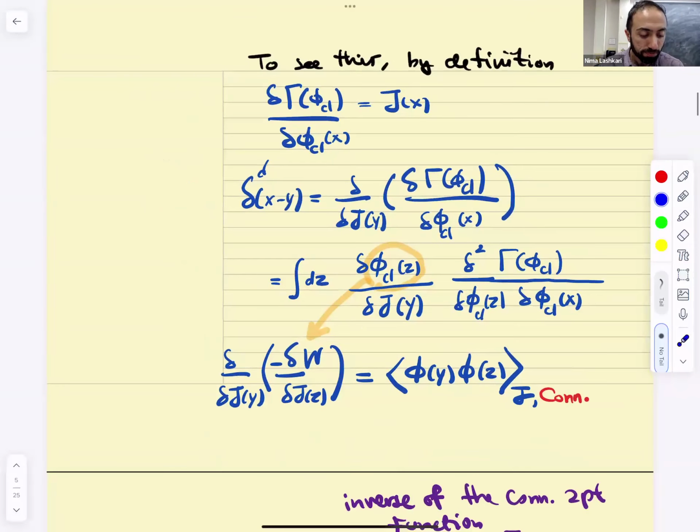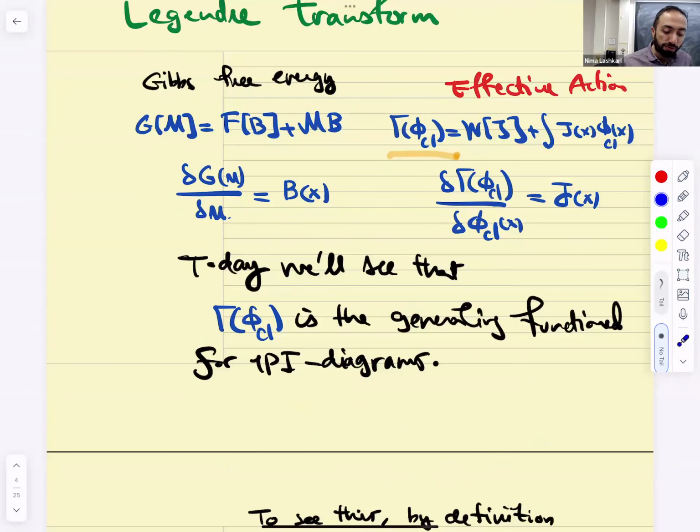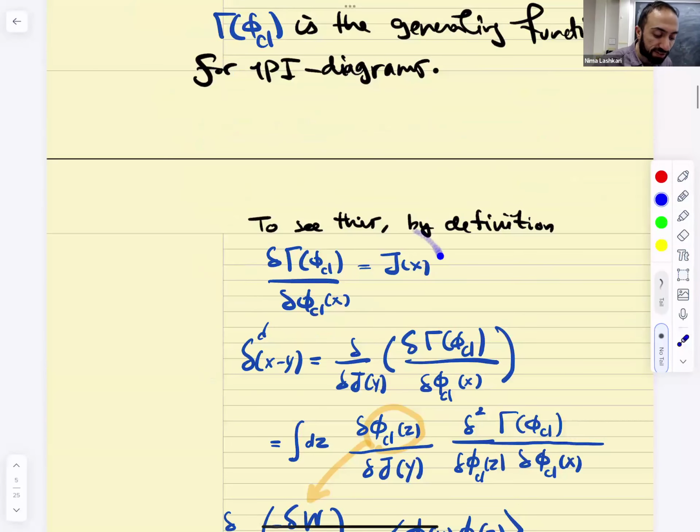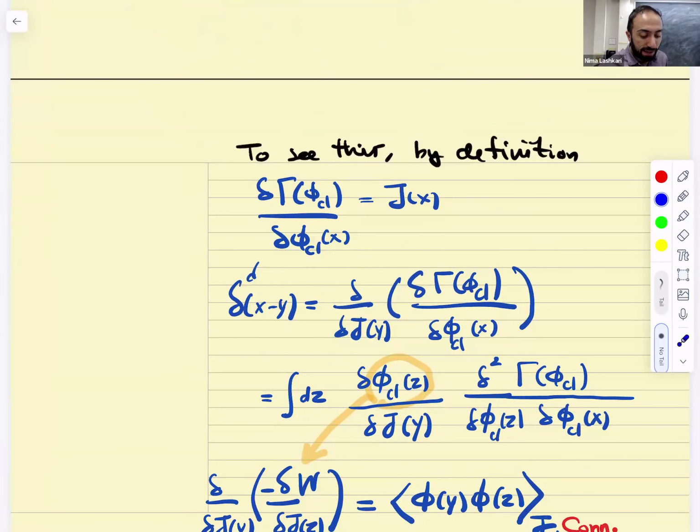All right. So what we set off to prove right now is that this guy is the generating functional for 1PI diagrams. So let's start with the only relation that we know about. If you take the effective action and vary it with respect to phi classical, you're going to get the source J of x. Good. That means that if I take a functional derivative of this guy with respect to J of y, I'm going to get the Dirac delta function. Right? So I have delta J over delta phi classical, the second derivative of the effective action gamma.